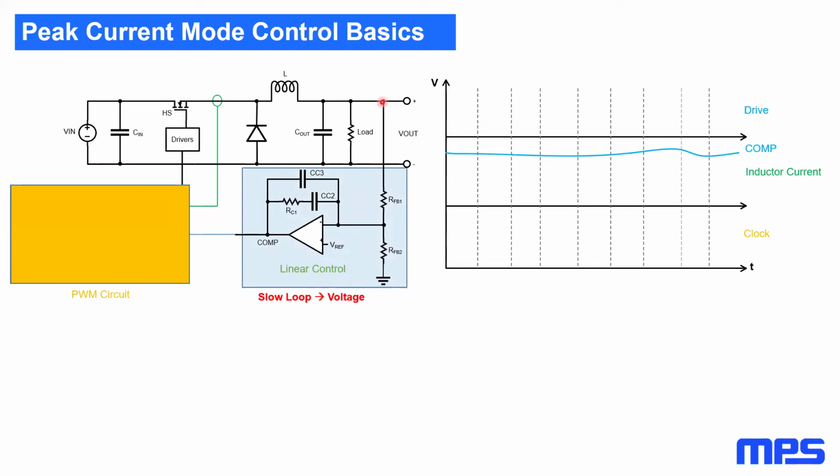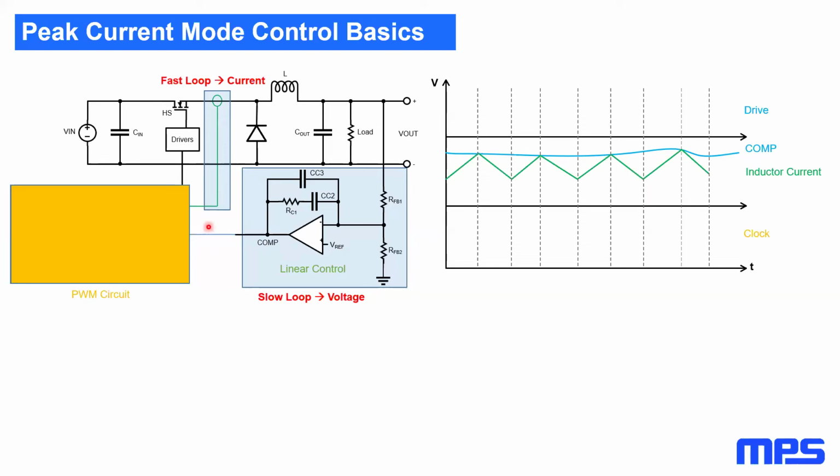This senses the output voltage. We use a resistive divider, and it goes through this linear compensator that outputs this comp signal that you can see here in blue. The second loop that we use in this form of control is the current loop, or the fast loop. Here we're sensing the inductor current, and we use these two signals to generate the PWM signal that we then send to the drivers that control the switches in our buck converter.